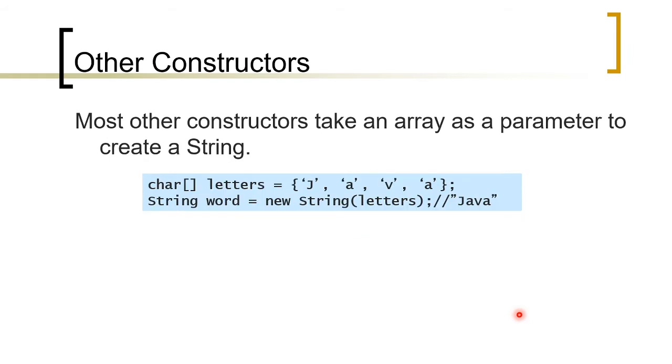So there are other constructors that take an array as a parameter. So you can pass an array, and then it will automatically create a string. For example, from a character array like this, letters JAVA, you can actually create a string out of those character arrays using the new keyword.